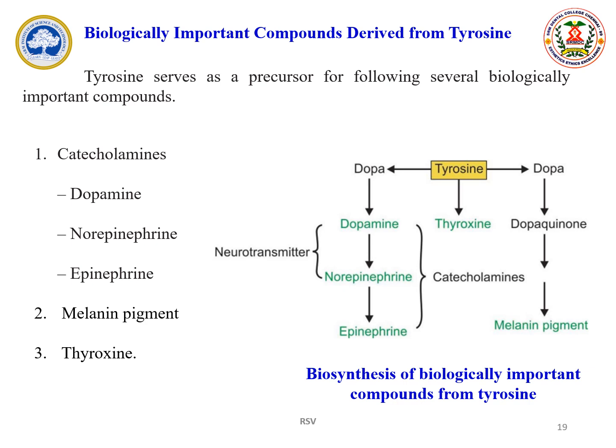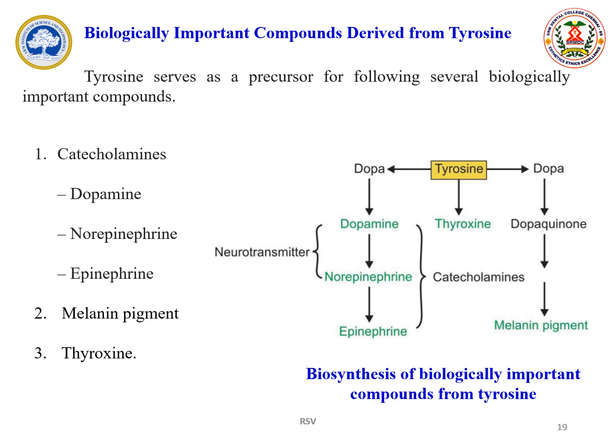Next topic is biologically important compounds derived from tyrosine. Tyrosine serves as a precursor for several biologically important compounds: catecholamines, melanin pigments, and thyroxine. Catecholamines are dopamine, norepinephrine, and epinephrine. We know that norepinephrine and epinephrine are otherwise called noradrenaline and adrenaline, the fight or flight hormones.